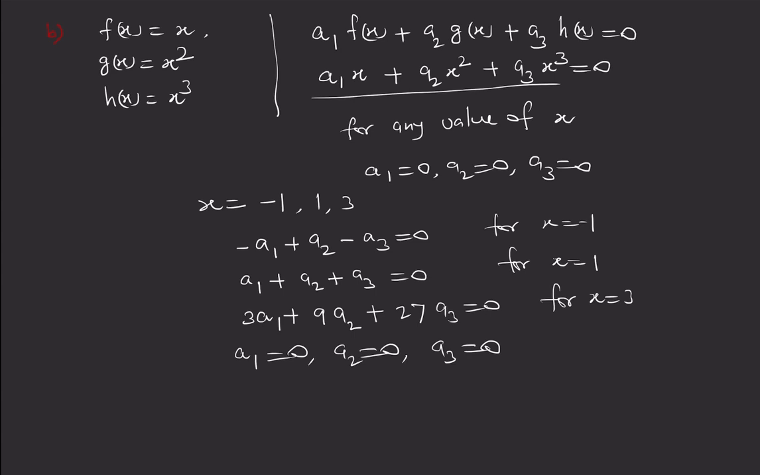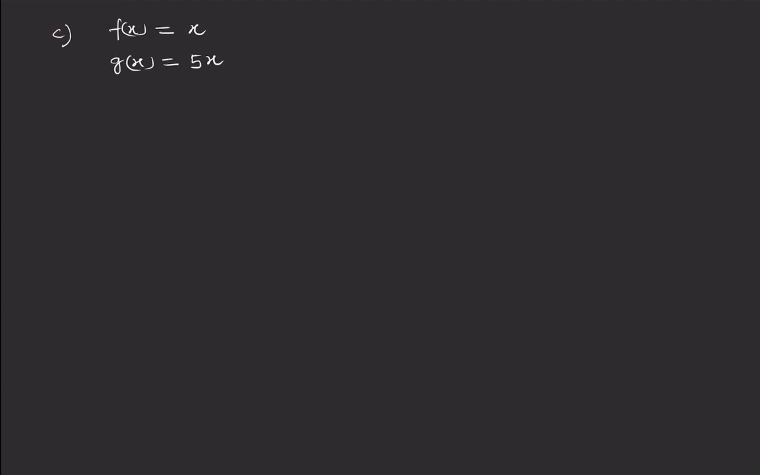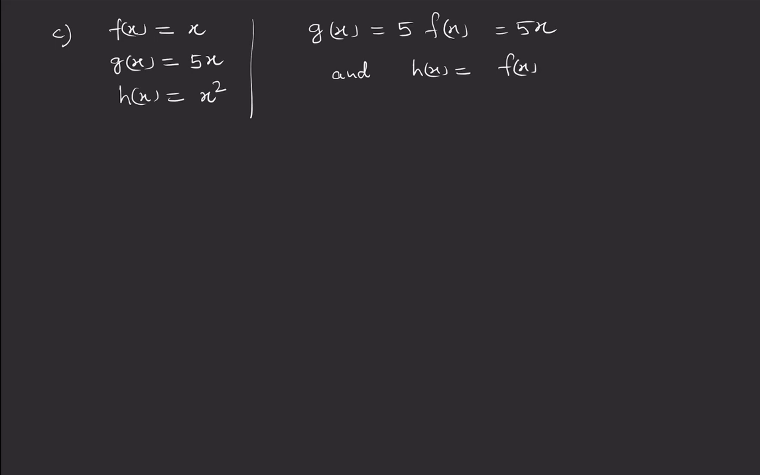Now let us solve the set C. In the set C, functions are given: f(x) is equal to x, g(x) is equal to 5x, and h(x) is equal to x square. So from these three functions, we can see that we can write g(x) is equal to 5 f(x) is equal to 5x, and h(x) is equal to f(x) whole square.